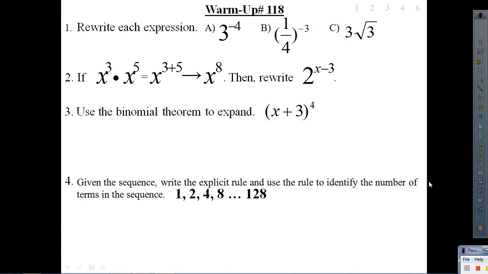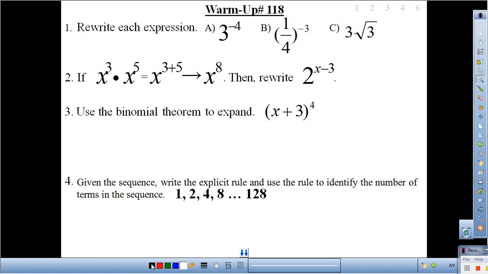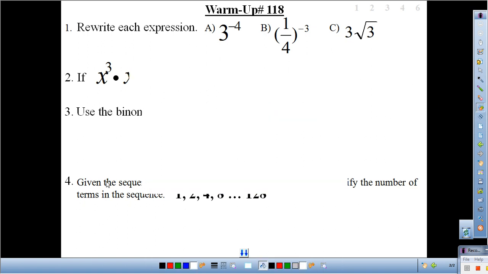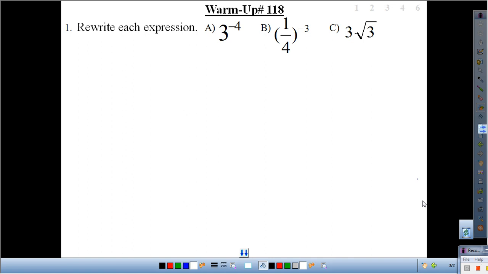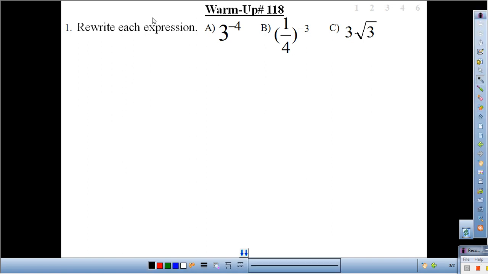All right, so by now you should be done with the warm-up after you paused it. So let me go over the warm-up. I'm going to start with number 1. Let me make some space here. All right. So number 1A says rewrite. So I'm going to rewrite this.